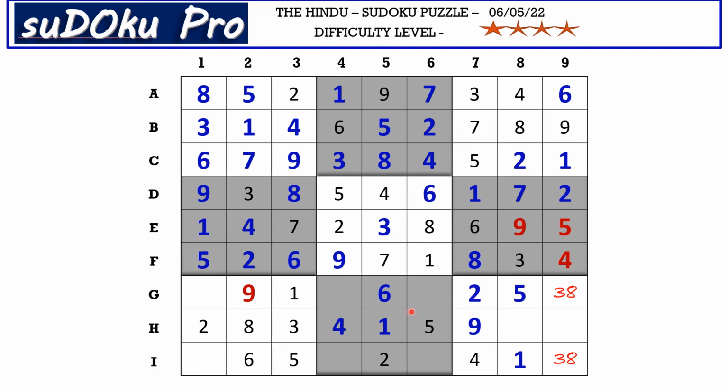In H row, there are only 2 empty cells and the missing numbers are 6 and 7. There is a 7 blocking from here. So H8 takes 6 and H9 takes 7. In column 6, there are 2 empty cells and the missing numbers are 3 and 9. There is a 9 blocking from here. So G6 takes 3 and I6 takes 9.